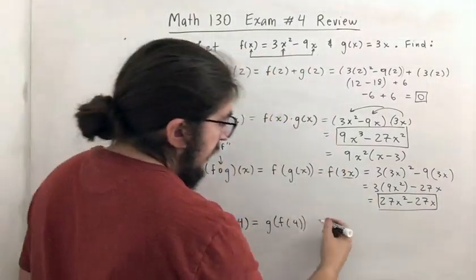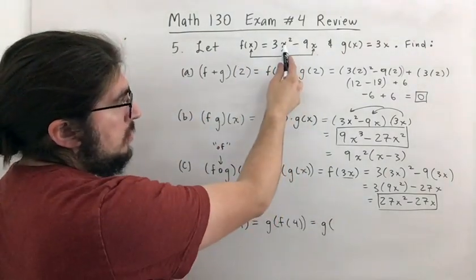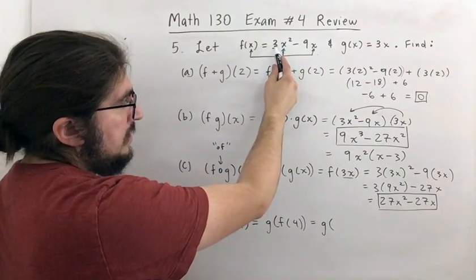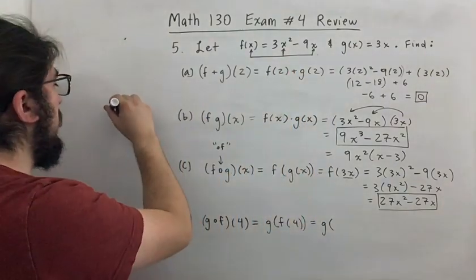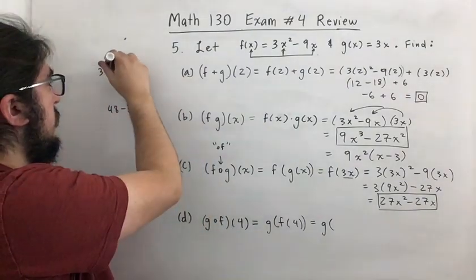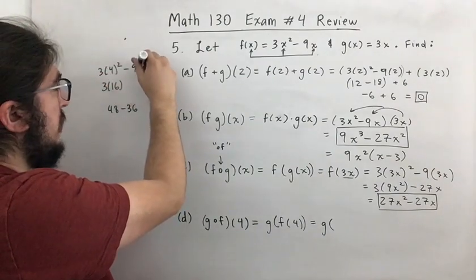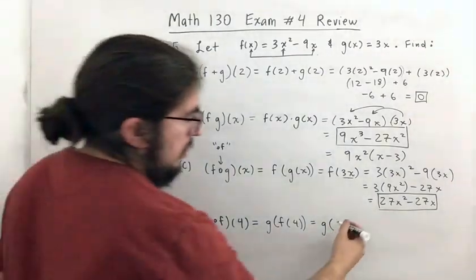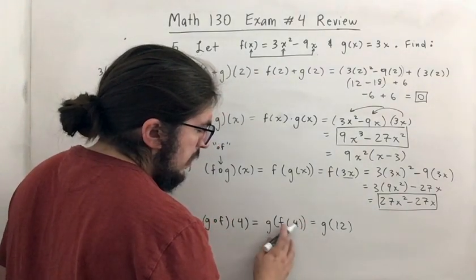Well, if you plug 4 into f, you get, let's see, I'm going to do it in my head. So we got 4 squared, that's 16, times 3, that's 48. And then 9 times 4, because again, x is 4 here, that's 36. So I'm going to get 48 minus 36. Maybe I should write it out again. 3 times 4 squared, that's 3 times 16. That's 48. Minus 9 times 4, that's 36. So yeah, that's 48 minus 36, which is 12. So we found out that f of 4 is just 12.